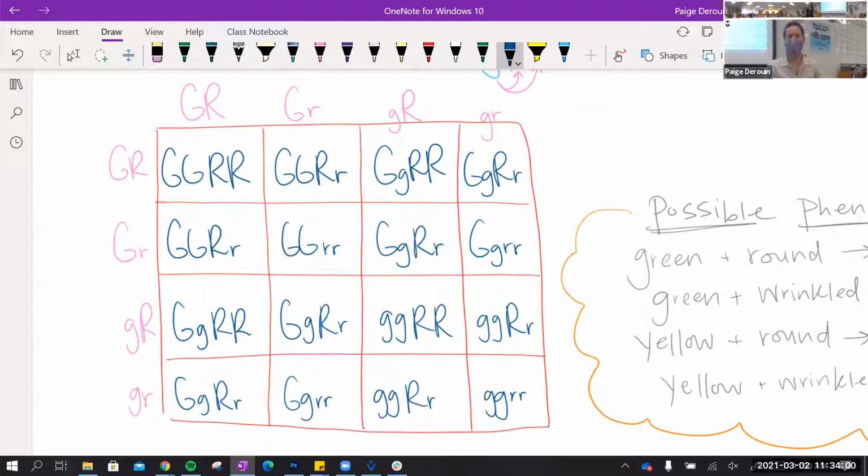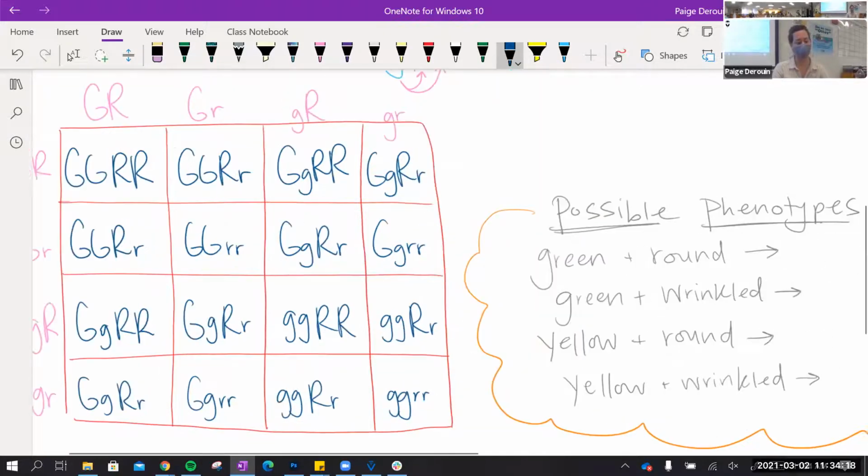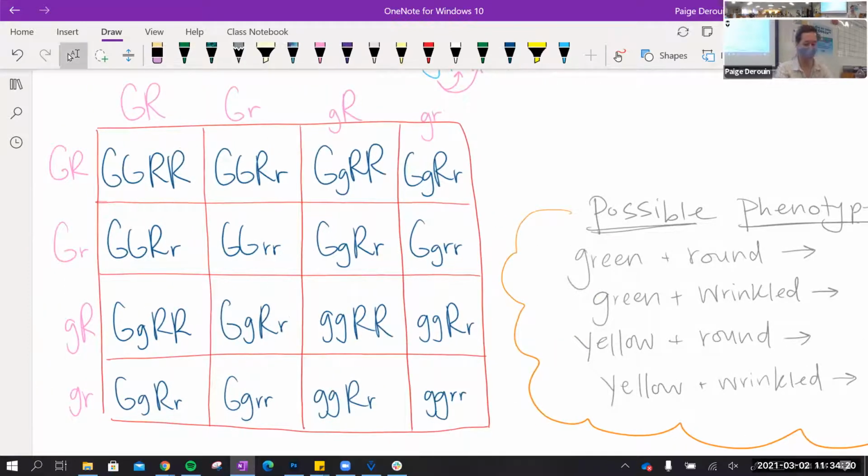Okay, so now when you analyze these squares, the trickiest part is making sure that you count them all once and you don't count any of them twice, because you have 16 squares and you want to make sure that you count the right squares the right number of times. So usually what I do is I highlight them when I count them, which is what I'm going to do now.